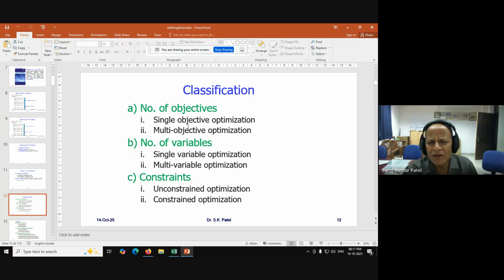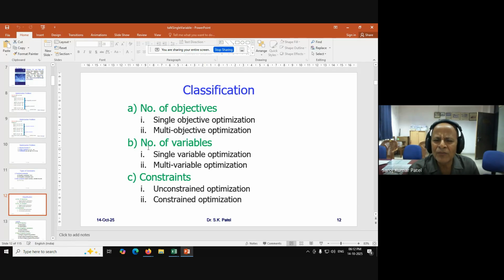So if we have only one objective, then we call it single objective optimization. Let's say we are going to maximize only material removal rate, then it is single objective. But if you are going to maximize material removal rate and also maximize surface finish, then we have two objectives there. Then in that case, it will be a multi-objective optimization problem. So based on the number of objectives, this can be either single objective or multi-objective. In single objective, we have only one objective function f, but in multi-objective, we will have more than one objective function, f1, f2, f3 like this.